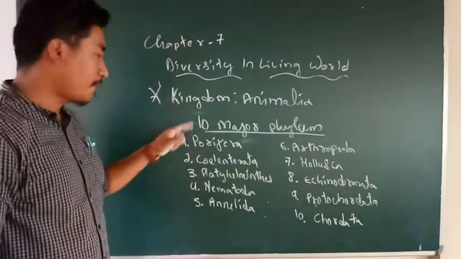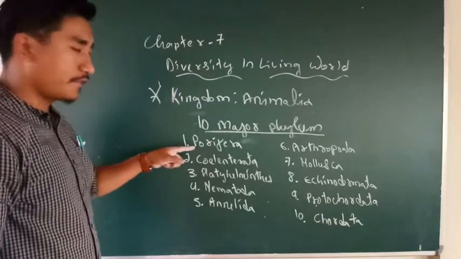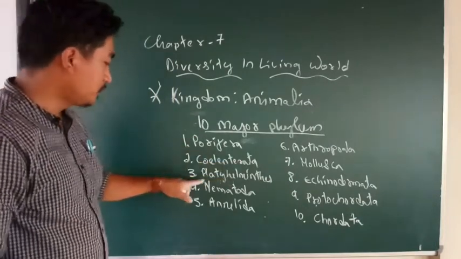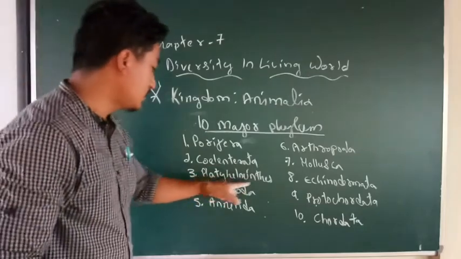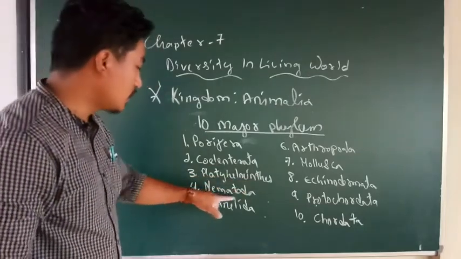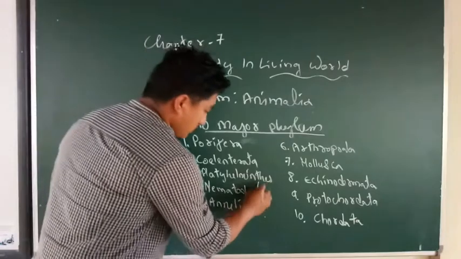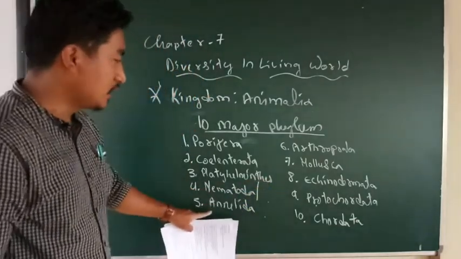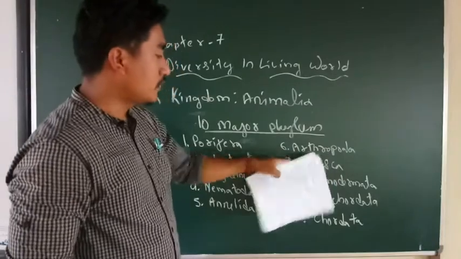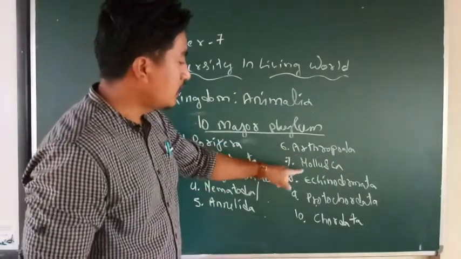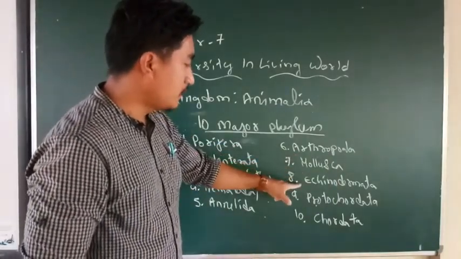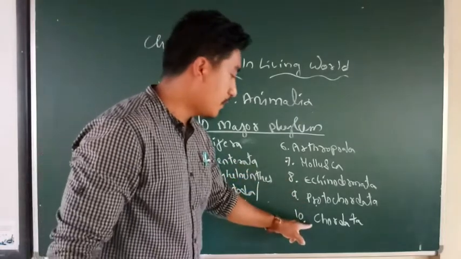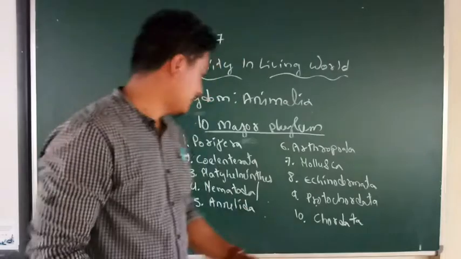So these are the major phyla of kingdom Animalia. First we have phylum Porifera, phylum Coelenterata, phylum Platyhelminthes, phylum Nematoda, which we also call Aschelminthes. Then we have Annelida, phylum Arthropoda, phylum Mollusca, phylum Echinodermata, phylum Protochordata. Then lastly Chordata.